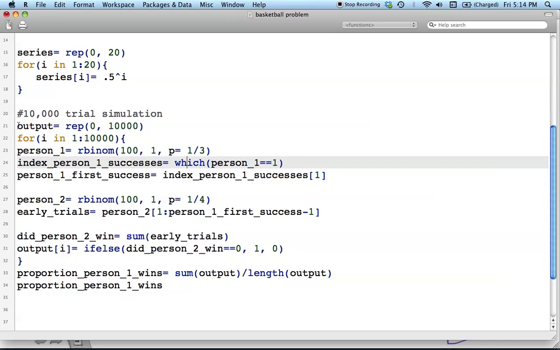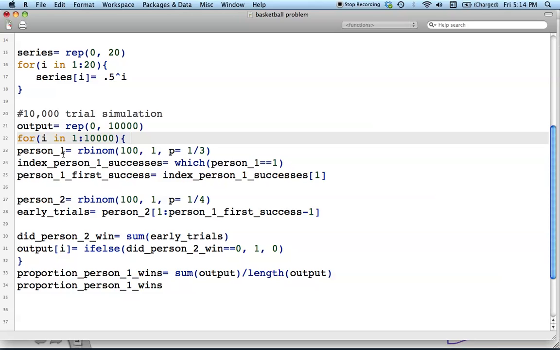Okay, so I'm creating an output vector to load the results of our simulation into. I said I wanted to do 10,000 trials, so I've got a replicating sequence of zeros, 10,000 elements long, that's going to be holding our output. Okay, so for each trial in 1 to 10,000, all of the following stuff is going to happen. I want to simulate person 1 taking 100 shots.